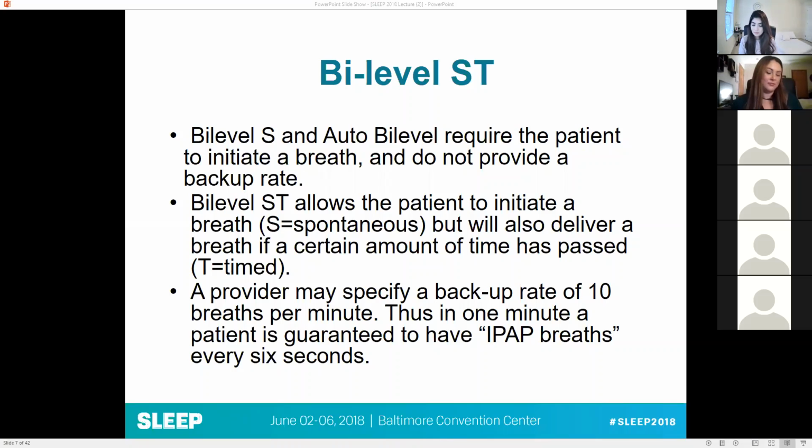So if you give someone a backup breath rate of 10 and they don't breathe on their own, every minute they're taking 10 breaths, so they'll get a breath every 6 seconds. So time will trigger the breath. A provider may specify a backup breath rate of 10, and that'll give one of these quote unquote IPAP breaths.